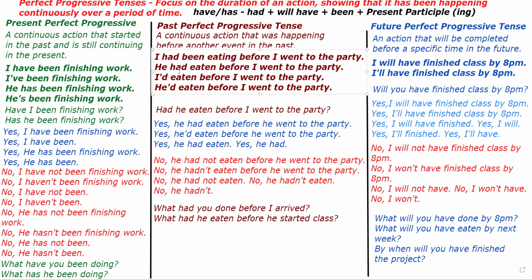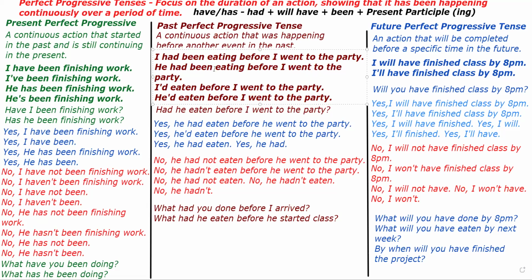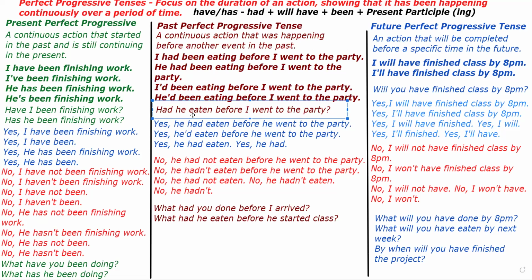Okay, the next one. He had been eating before he went to the party. Very good. I'd been eating. Oh, that's the contraction, yes. Okay, he'd been eating before he went to the party.